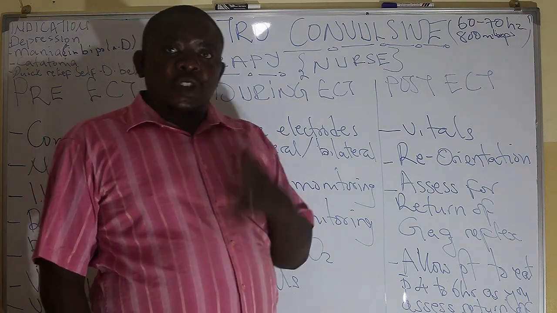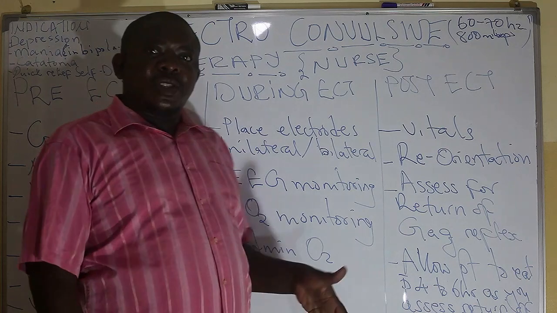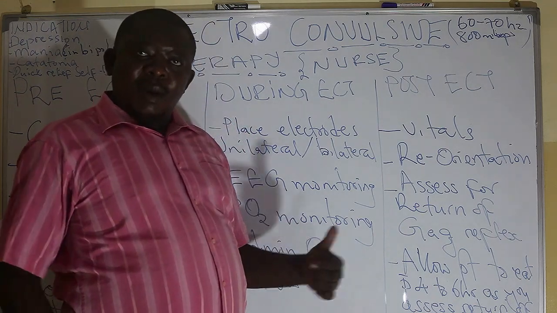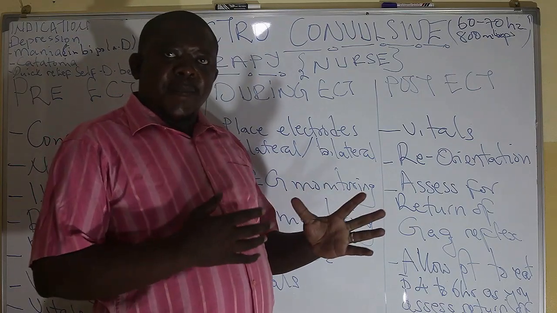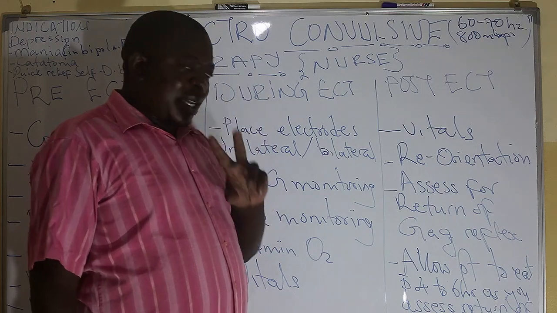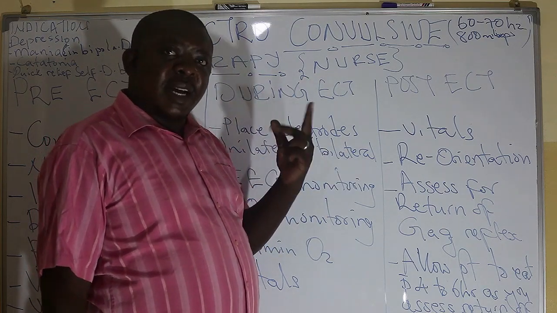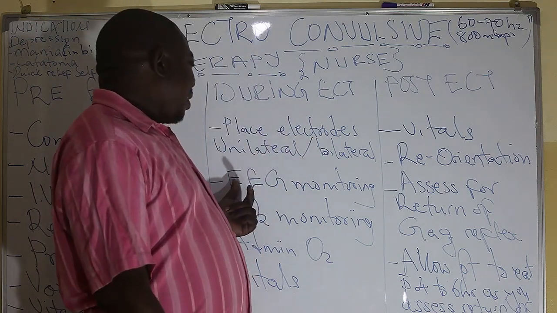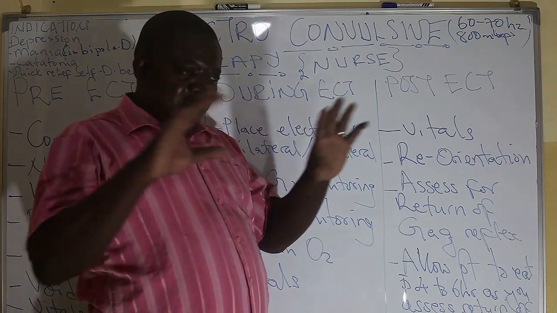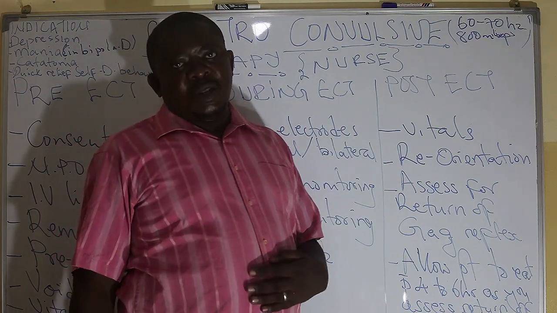Now let's talk about during ECT. During ECT, of course, you continue doing vital signs, and because of reduced oxygen exchange, you may also need to give oxygen. There are two monitorings needed here. You can monitor EEG, electroencephalography, monitoring the brain discharges, and you also need to monitor oxygen saturation.